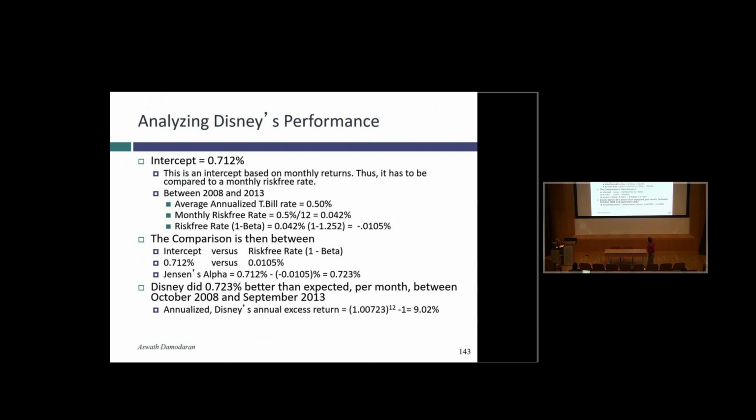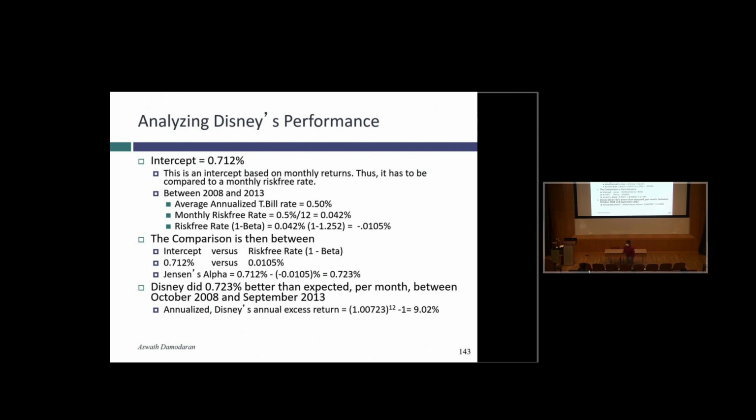If you multiply that risk-free rate times 1 minus the beta, remember the beta that came out of the regression was 1.252, I come up with minus 0.01%. You're saying, what the heck does that even tell us? If Disney had done exactly as predicted during the 60 months that I ran this regression over, the intercept should have been minus 0.01%. The actual intercept was 0.71%. That difference, 0.71 minus what the intercept should have been, is 0.72%.